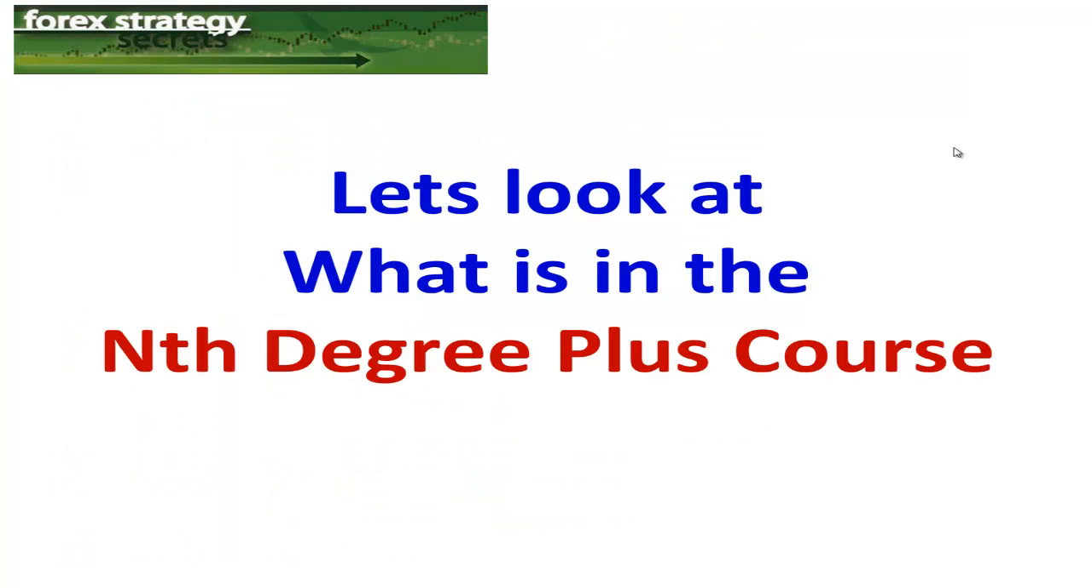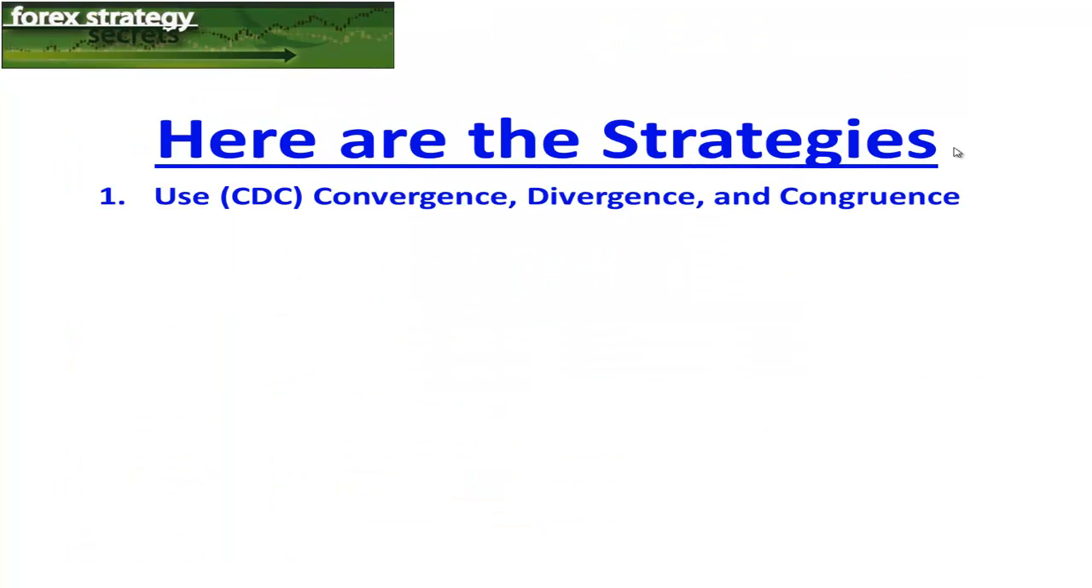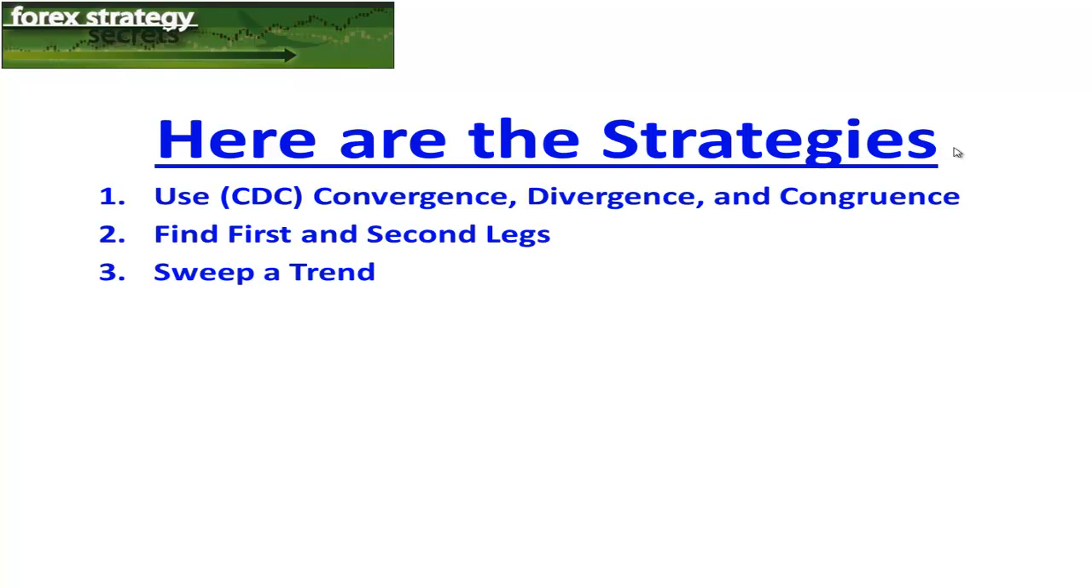Now let's look at what's in the Nth Degree Plus course material. We talk about convergence, divergence, and congruence. That's finding the trend and telling you when it's coming to an end. First and second legs. First leg, yes, there's a little bit of profit, but you know there's going to be retracement. And when it comes out of that retracement, the second leg is going to be where you have a lot of profit. Sweeping a trend, taking all the entry signals in a trend.